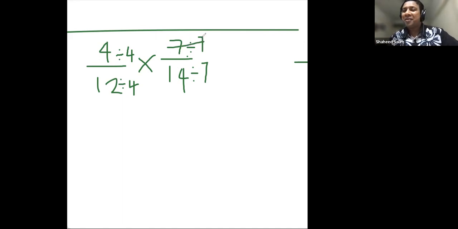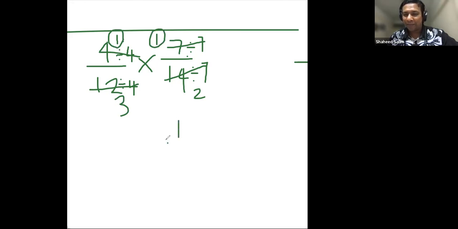Let us see. 7 divided by 7, 1. 14 divided by 7, 2. Did you plus or did you the thing? 4 divided by 4, 1. 12 divided by 4, 3. Now, 1 times 1, you got 1, correct? Well done. 3 times 2, not 5. Don't plus. 3 times 2, 6.